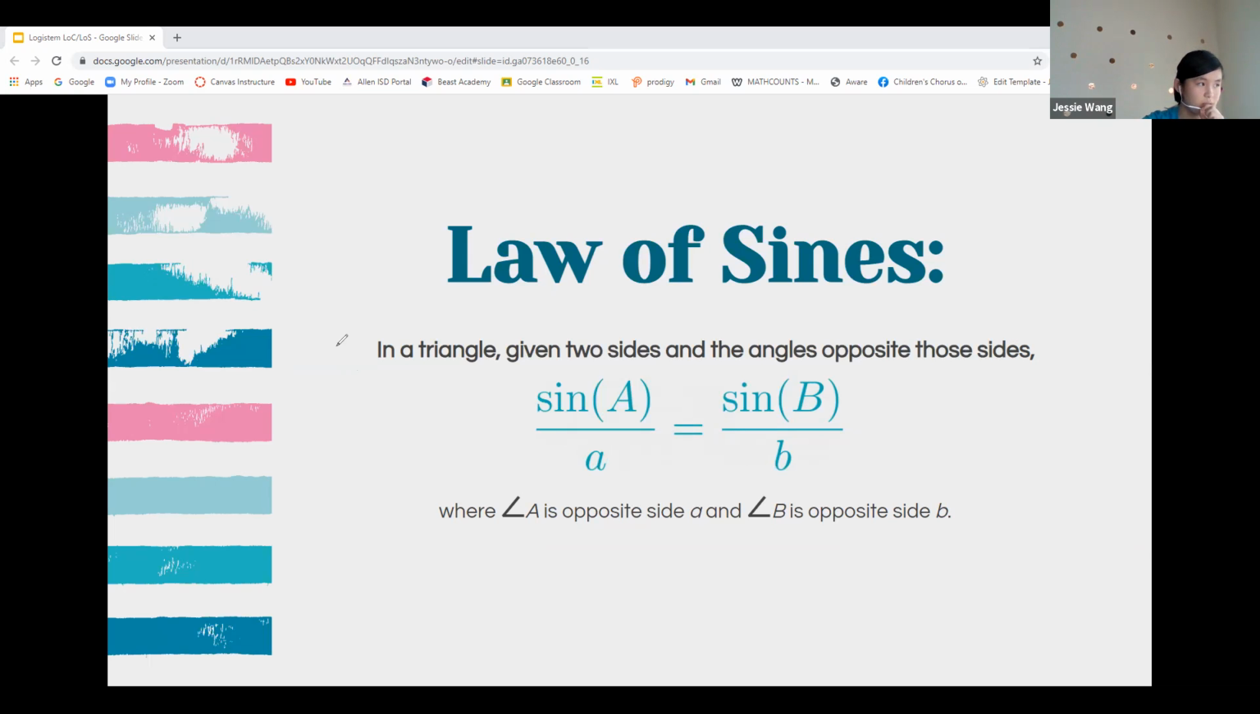So what that means is we have a triangle. This is angle A. This is angle B. Opposite of angle A, this has to equal side A, and this has to equal side B. And this has to be in a triangle. It holds for any pairs of sides and angles in a triangle though.